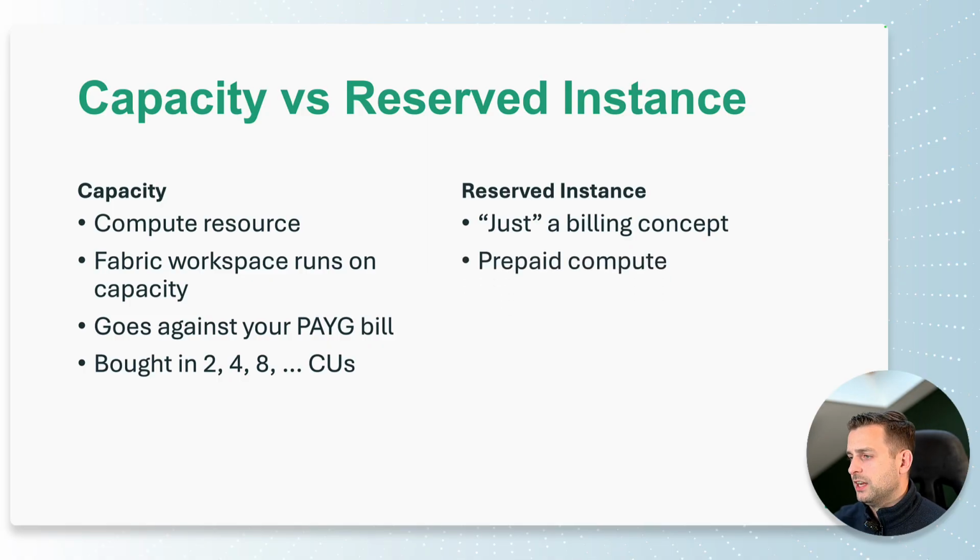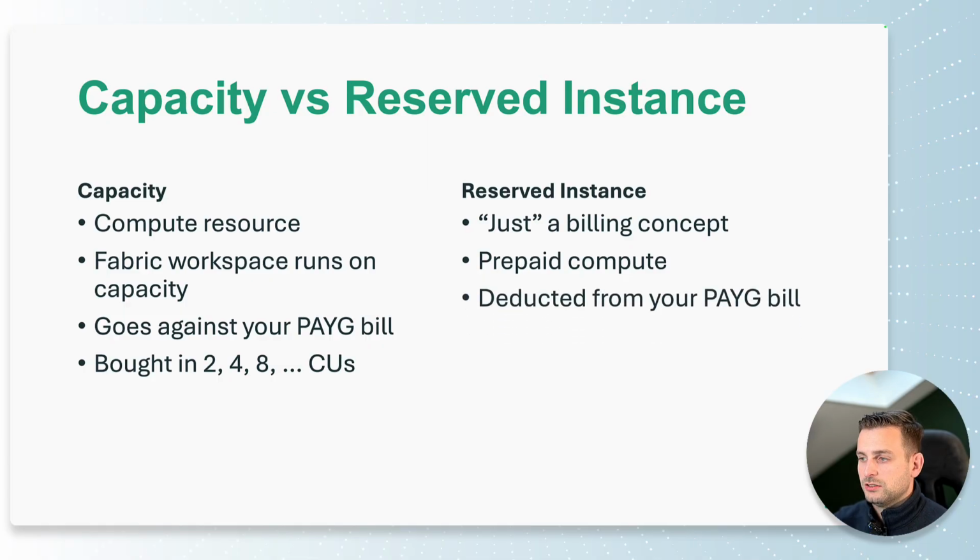And essentially it is prepaid compute. So when you buy the reservation, you buy upfront a commitment for a year to pay for a certain number of compute units. This number of compute units are deducted from your pay-as-you-go bill. So that means that you still have your regular Fabric capacity. You still have that F2 or F4 or whatever F number you have. And the number of reserved instance compute units that you have will be deducted from your pay-go bill.